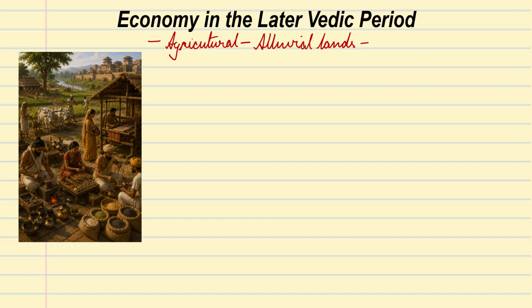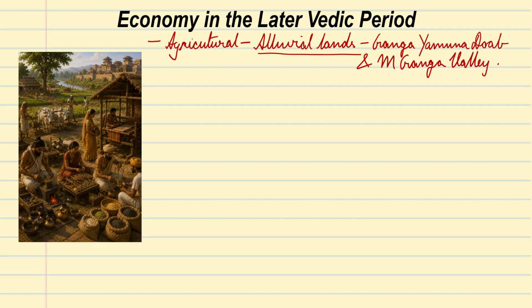Where do we find most of the alluvial lands? In Ganga Yamuna Doab, and Middle Ganga Valley. So these are the places where we get alluvial lands. Hence, agriculture was very much important during the later Vedic period.